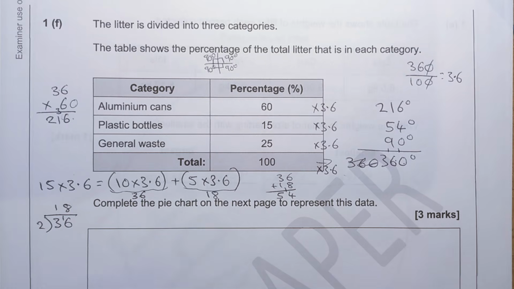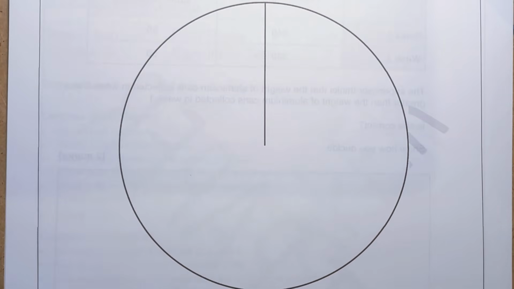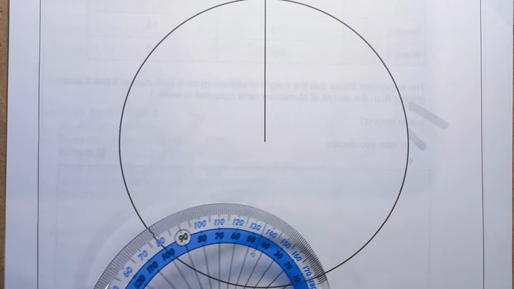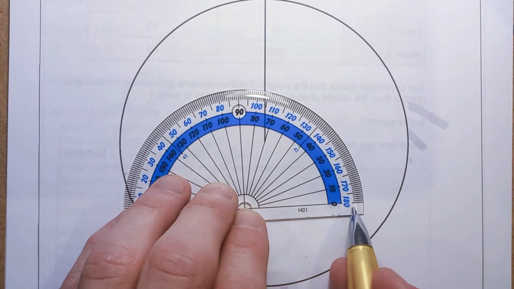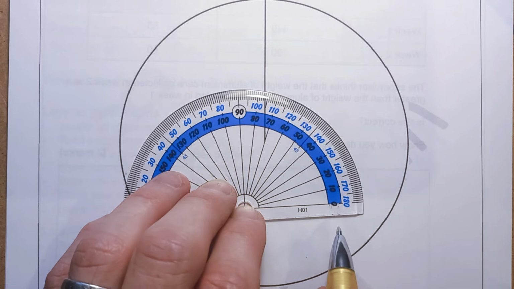Now we need to draw the actual pie chart. Okay, so we're going to need to turn this over here. Categories of litter. Right, so if you remember, for aluminium, we had 216 degrees. Now, I'm going to need my protractor for this, but my protractor doesn't go up to 216, it only goes up to 180. So instead, I'm going to do the other categories first.